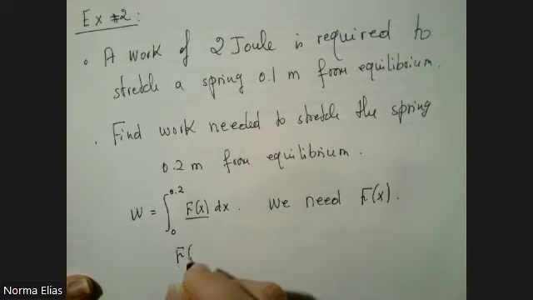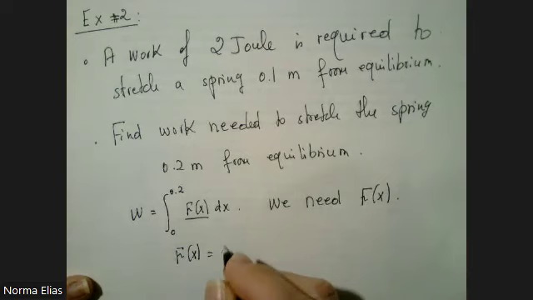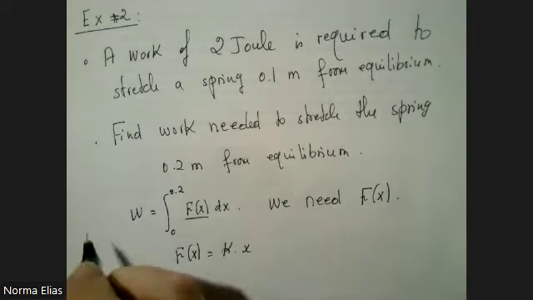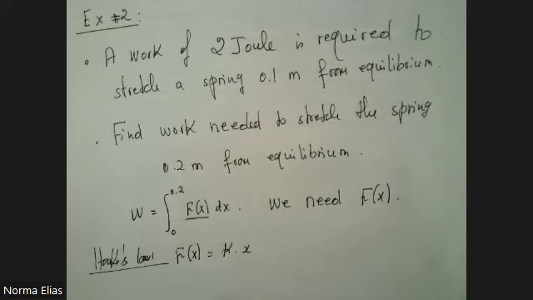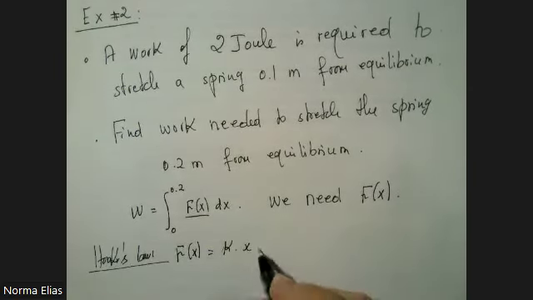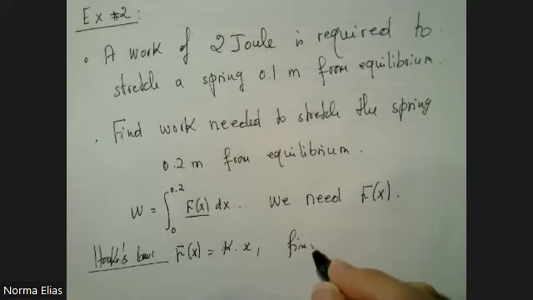So f of x, we know by Hooke's law, is k times x. F of x equals k times x. So the question is, we need to find k.